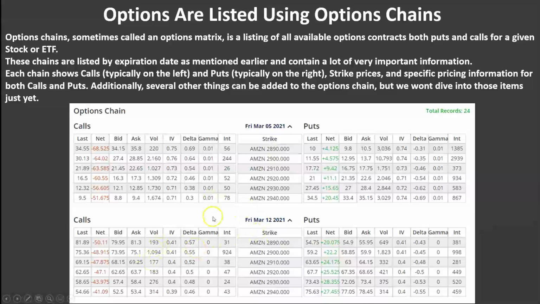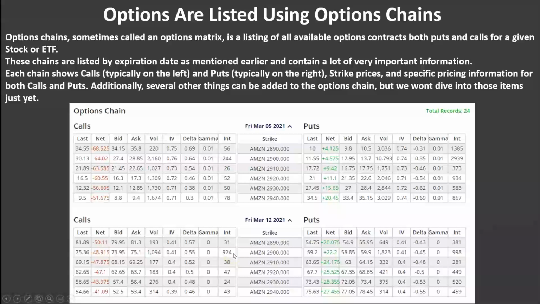Options chains are also sometimes called an options matrix. This is just a listing of available options contracts for both puts and calls for a given stock or ETF. These chains are listed by expiration date, as I pointed out here. All of these prices are correlated to this expiration, and all of these prices under this expiration. And there's a lot of important information to be found here.